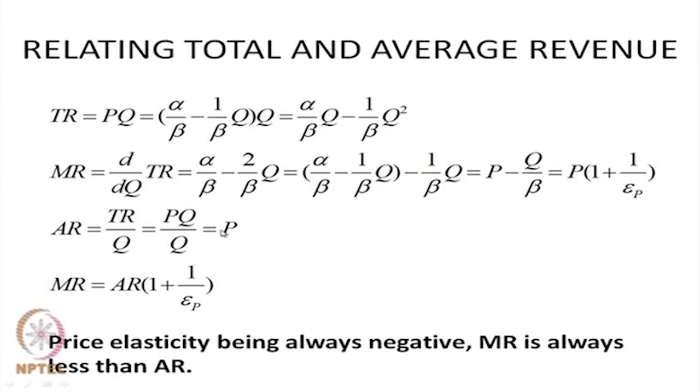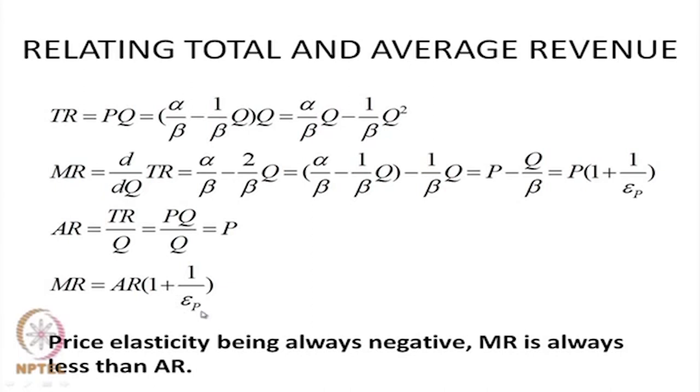MR is less than P, but P is equal to average revenue. Average revenue is total revenue divided by Q. Total revenue is P multiplication Q. That divided by Q is equal to P. So, we can write a relationship between MR and AR with the use of epsilon P. So, marginal revenue is equal to average revenue multiplication 1 plus 1 divided by epsilon P.